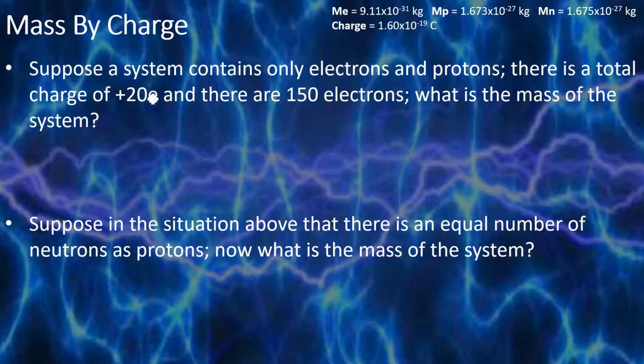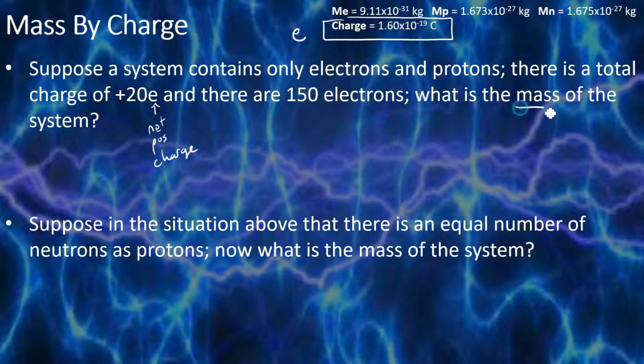There is a total charge of plus 20 e. So this doesn't mean an electron. This means charge. So charge is this. So this is our little e. And it's going to be negative if we have a negative charge, and it's going to be positive if we have a positive charge. So if we have plus 20e, that means we have a net positive charge. Okay, so there's a net positive charge, and we have 150 electrons.